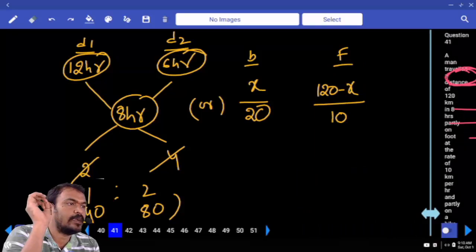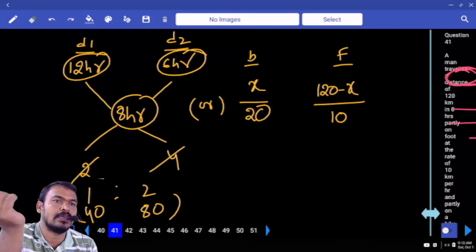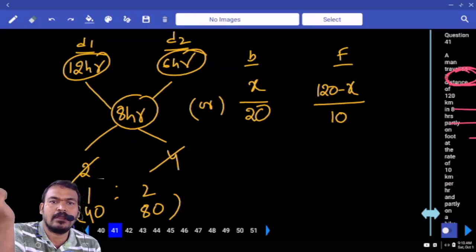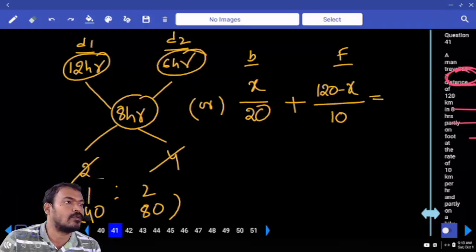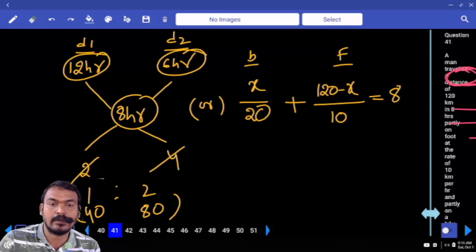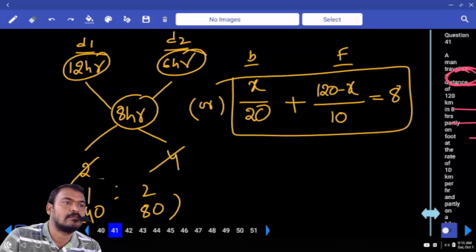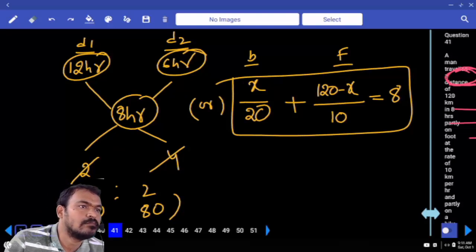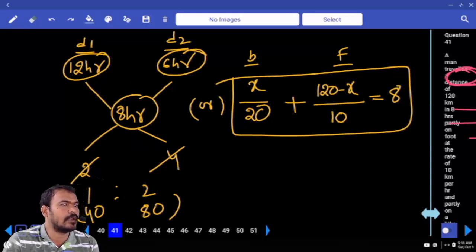Okay. x by 20 means distance by speed. 120 minus x by 10 means distance by speed. Nothing but time in foot case, time in bike case. Both are added to get total time. Total time how many hours? 8 hours. Solving this one, we get the x value. Yes or no? Time in bike, time in foot, both are adding total time or not? What is the total time? 8 hours.